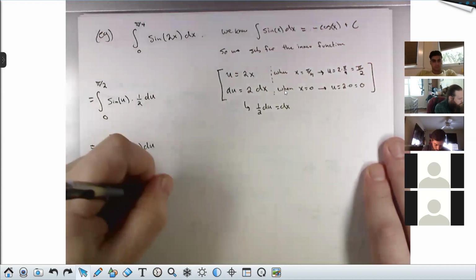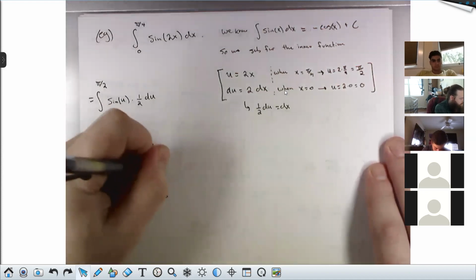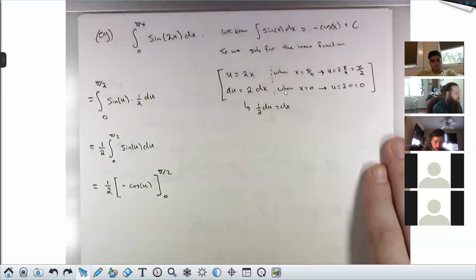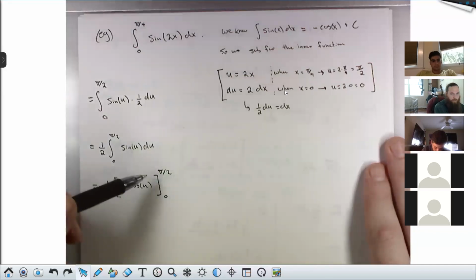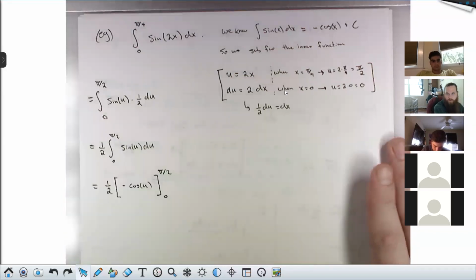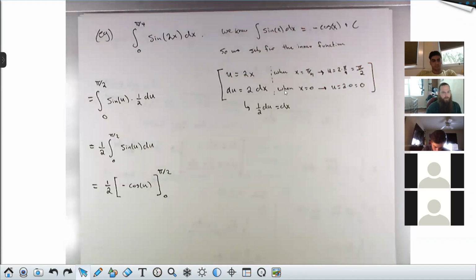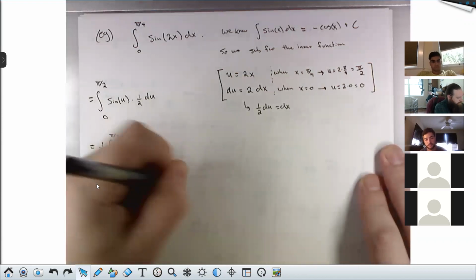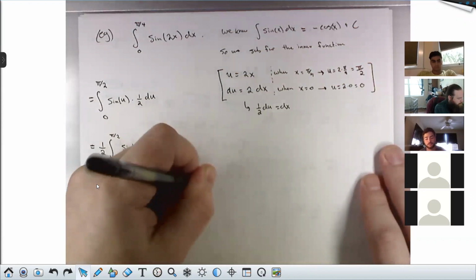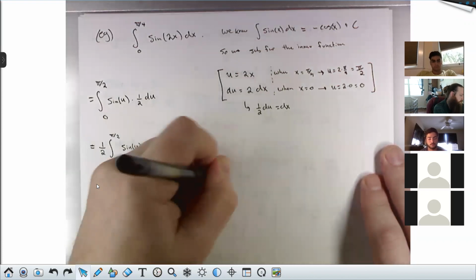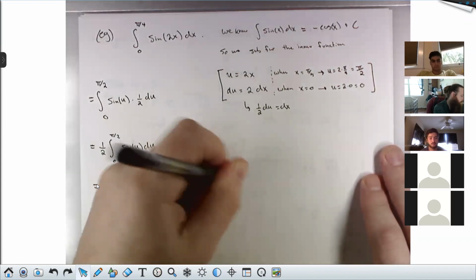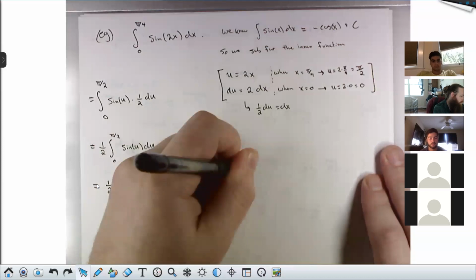And then there's two notations for this. You can either use a bracket like I'm doing on the right, or you can put just a vertical bar here and a 0 to pi over 2 like that. Either one you like, doesn't matter. The evaluation brackets are linear functions of the inside, so this negative can actually come out. So I write negative 1/2 and then cos u evaluated from 0 to pi over 2.